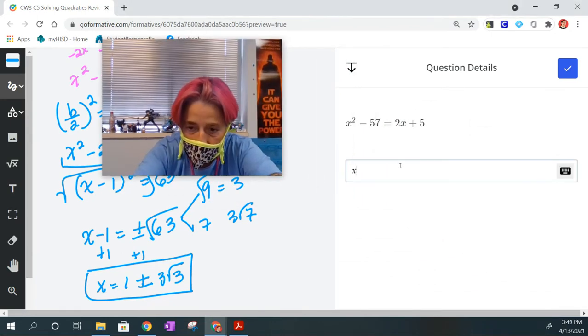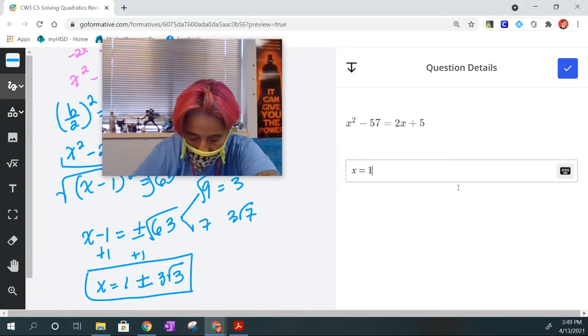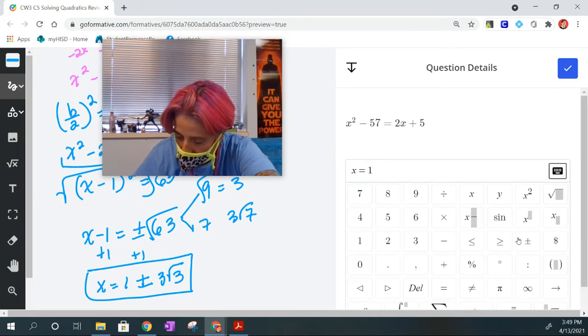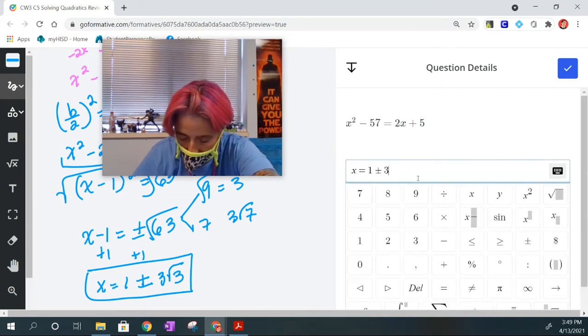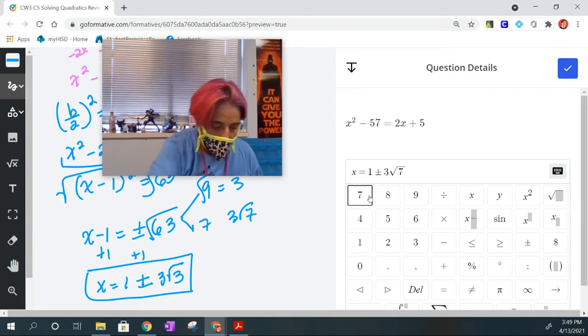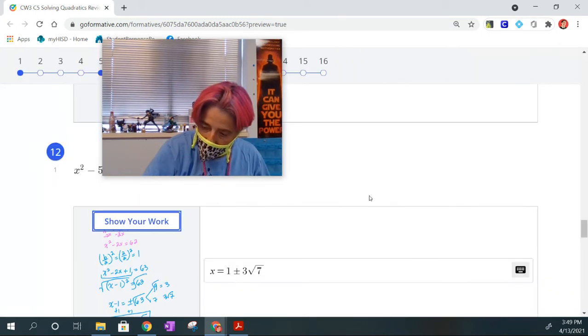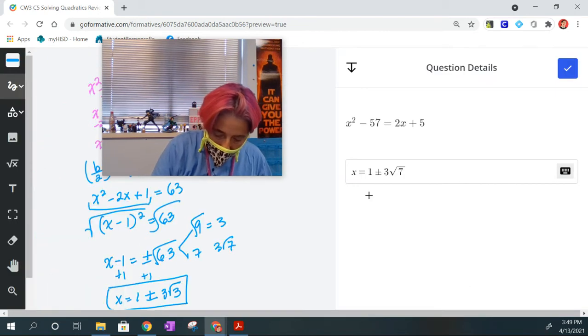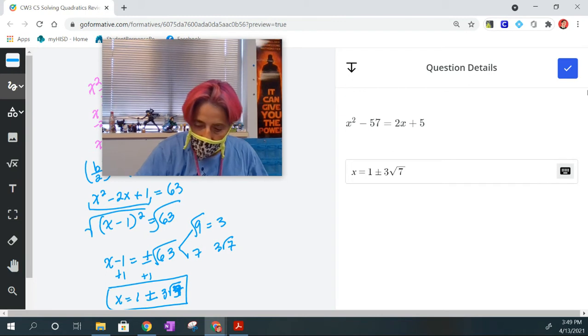So I'm going to say x is equal to 1 plus or minus 3 square root, and that should be 7, not 3. I don't know why I wrote 3. Oops, hold on. That should be 7 there. There we go.